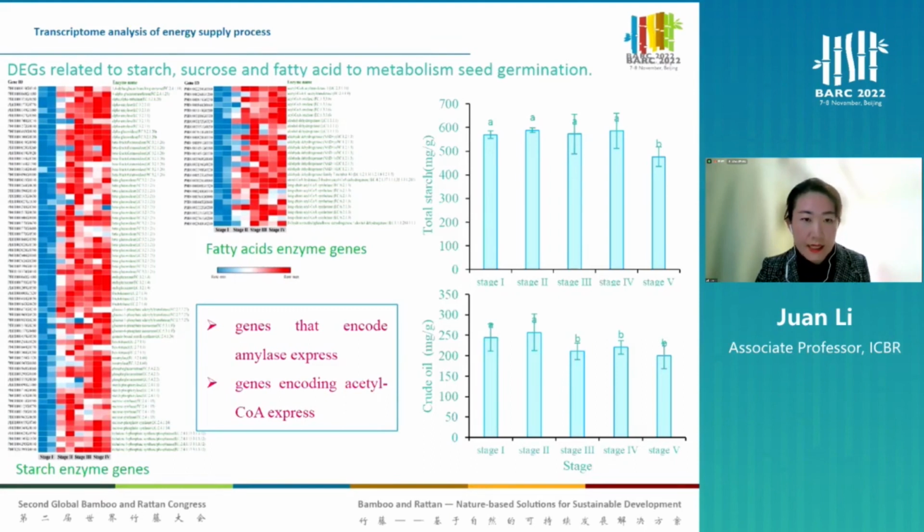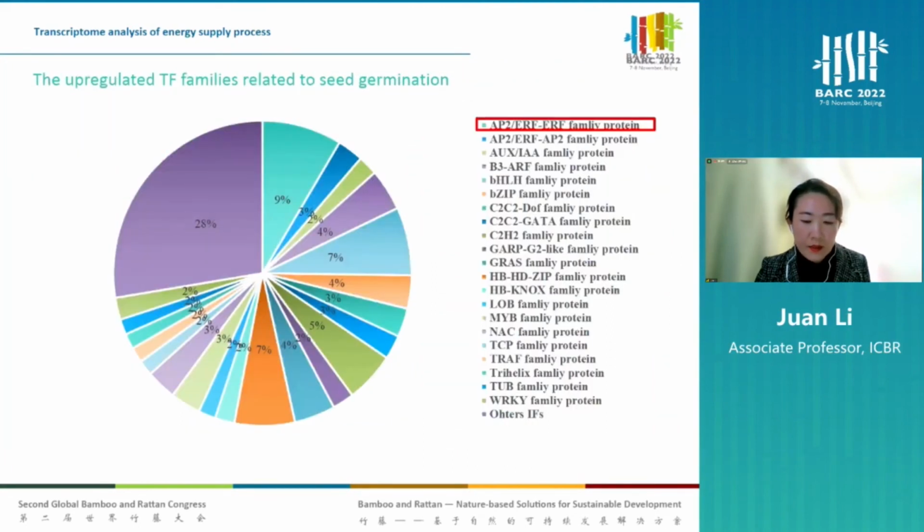We found the regulation of genes involved in starch metabolism coincides with the degradation of starch, and genes encoding amylase are expressed. Fatty acids degraded, and the gene encoding acetyl-CoA was expressed. The transcription factor study found that ERF was the key transcription factor.